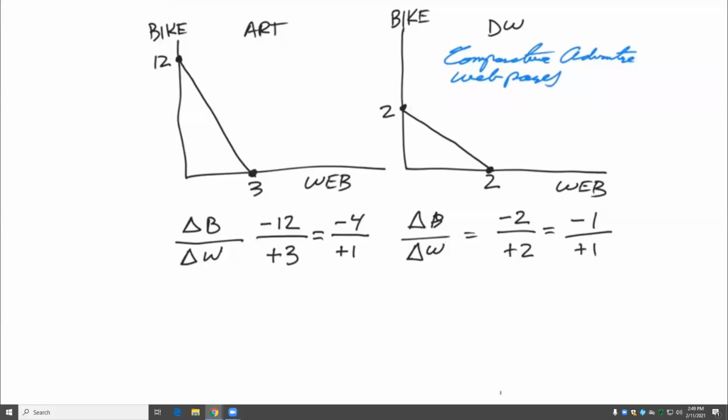Now let's figure out who has the comparative advantage in bike repair. Well, now we want to know what 1 bike repair will cost us to produce in foregone web pages. So we're going to want to put bike repairs in the denominator this time.